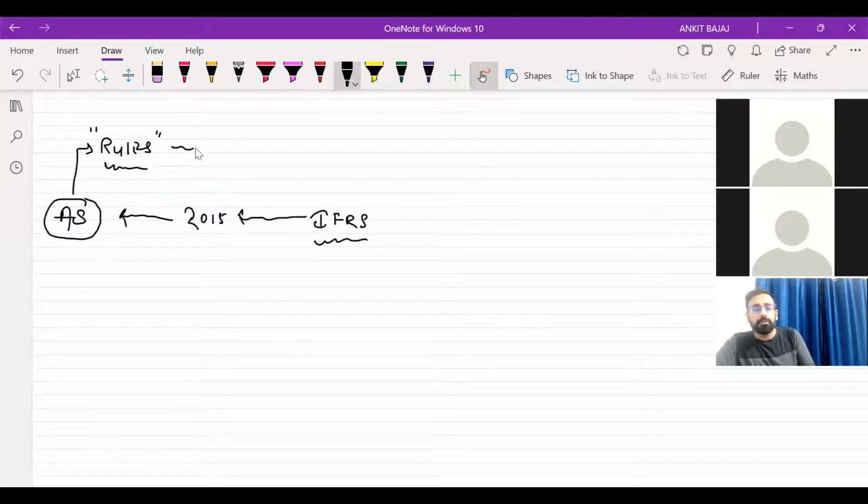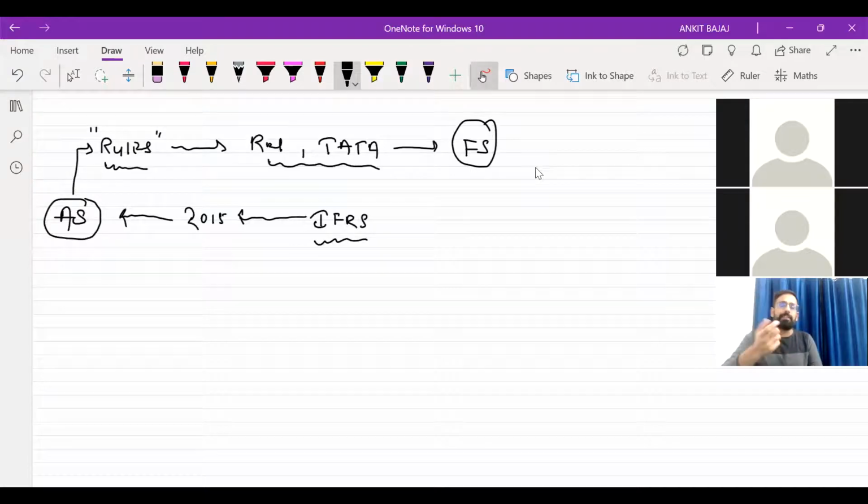So let's suppose I take the example of any company, say Reliance, or Tata. What will they be doing every year? They have to prepare financial statements, right? Surely they have to prepare financial statements. Now, if you see the financial statement of any company, let's suppose you want to check the financial statement of Reliance Limited, or Tata, or any other company.